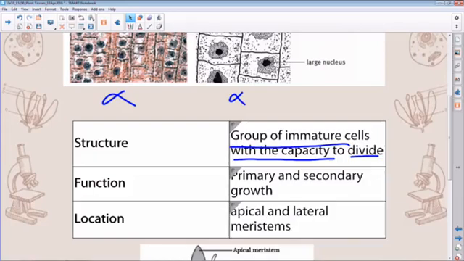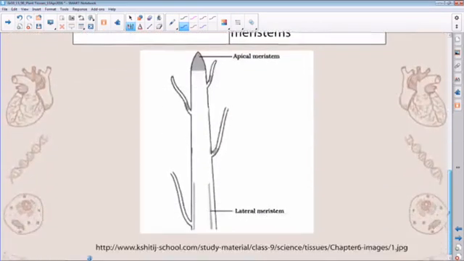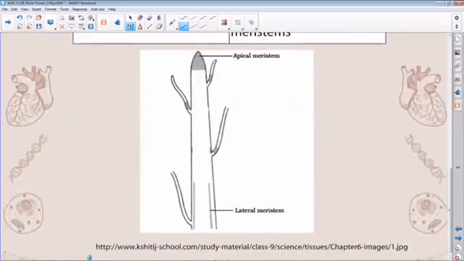And the last one, location: apical and lateral meristems. Okay? Now, the meristem is where you find meristematic tissue. Okay, so I've got a picture of it here for you. There it is. Now, if you have a look at it, this part here that's colored in gray is your meristem. Okay, and that is your apical, which means the top. Here is your lateral, which is the side ones. Okay, and you'll notice over here there's also one.